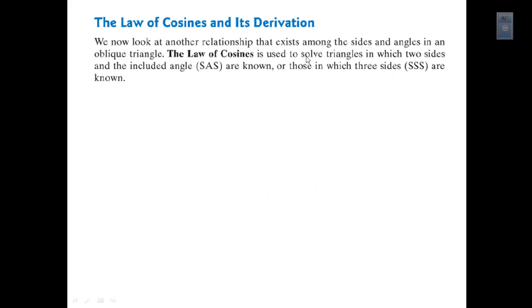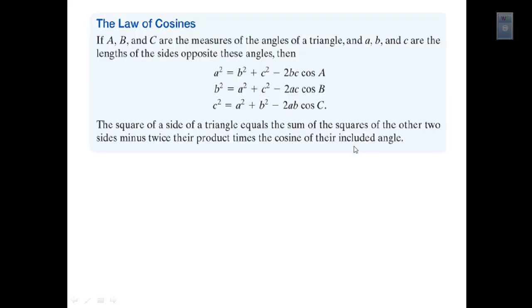The law of cosines is used to solve triangles in which two sides and the included angle are known, or those in which three sides are known. So if angles A, B, and C are the measures of the angles of a triangle, and sides a, b, and c are the lengths of the sides opposite those angles, then a squared equals b squared plus c squared minus 2 times bc cosine A.